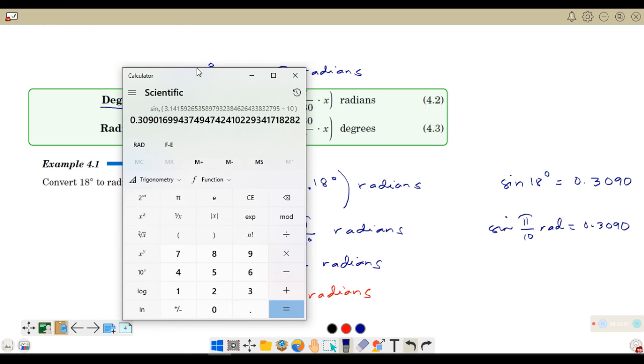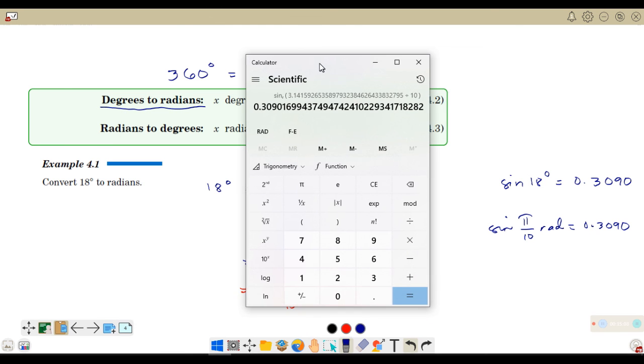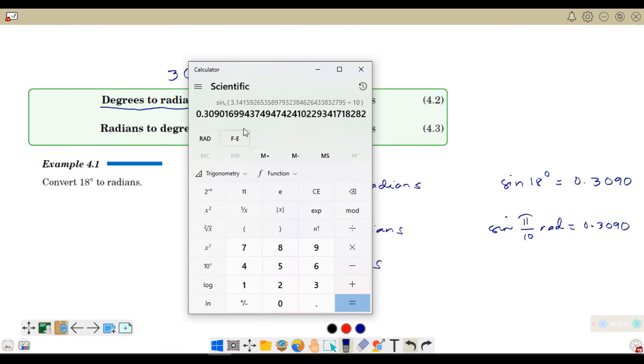Ito kasi built-in na calculator dito sa laptop, hindi ganun kaganda yung view niya, hindi siya naka-right view. If you're using calculator, kung paano ko siya sinusulat dito sa viewboard, pwede nyo siyang i-plug in sa calculator nyo that way too.